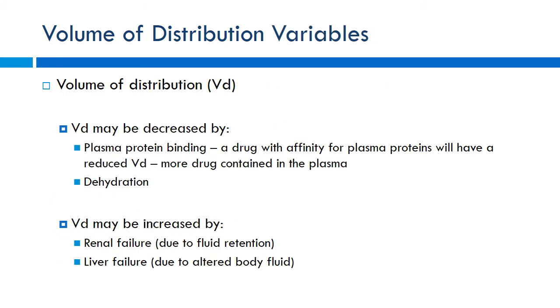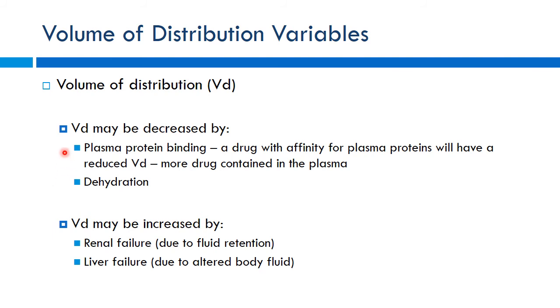Hey guys, it looks like this slide must have been hidden for whatever reason. I'll say it was a glitch in the system, but I just want to talk about this slide real quick. Basically, volume of distribution can be affected by several different factors, including disease states and other types of interactions and whatnot.